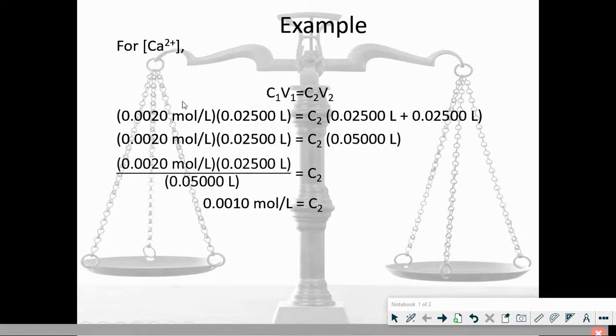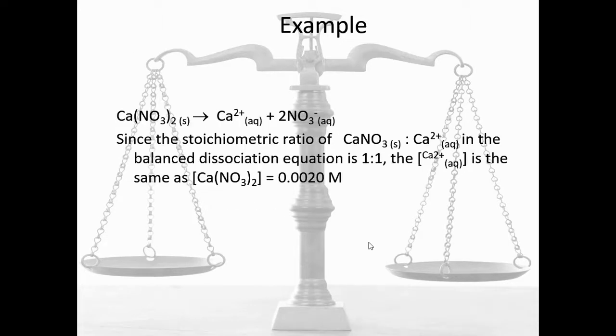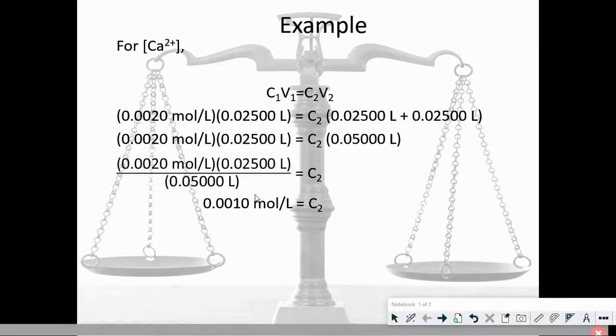The same thing happens with calcium. The initial concentration was 0.002 moles per liter and ends up being 0.001 moles per liter. It's important to note that the initial concentration for calcium is exactly the same as the concentration of calcium nitrate, because when calcium nitrate dissociates, you get exactly one ion of calcium for every ionic compound or formula unit of calcium nitrate. What do we do with these concentrations now?